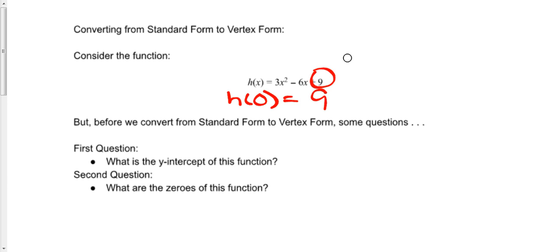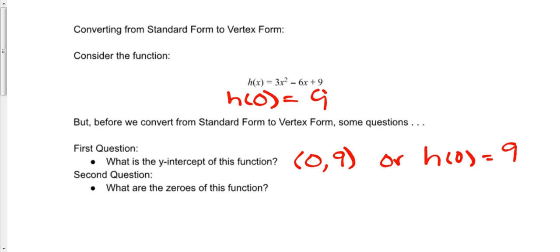Okay? No, I don't want to do that. I want to do that. Okay. So, back to the y-intercept. That is, the y-intercept is 0, 9. Or, I could also write this in function notation, just like this. H of 0 equals 9.